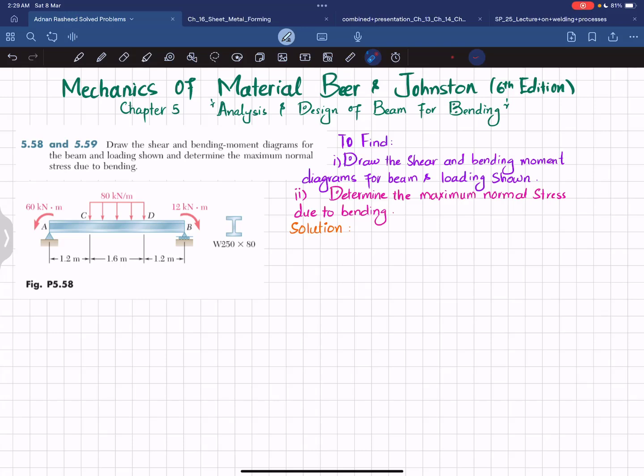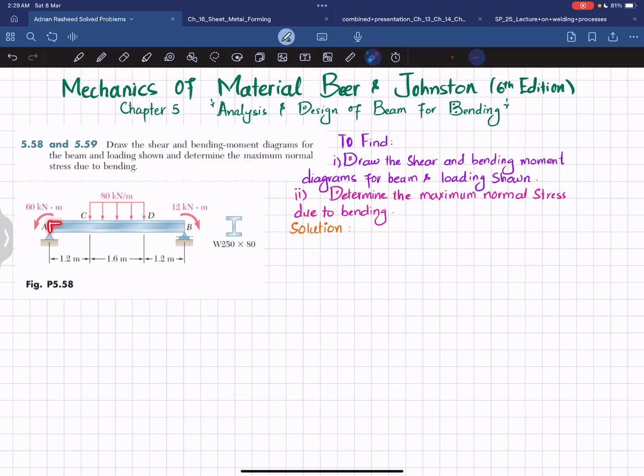Welcome back. In this video, we are going to solve problem 5.58 from chapter 5, Analysis and Design of Beam for Bending, in the book Mechanics of Materials by Beer and Johnston, 6th edition. The statement is: draw the shear and bending moment diagrams for the beam and loading shown and determine the maximum normal stress due to bending.